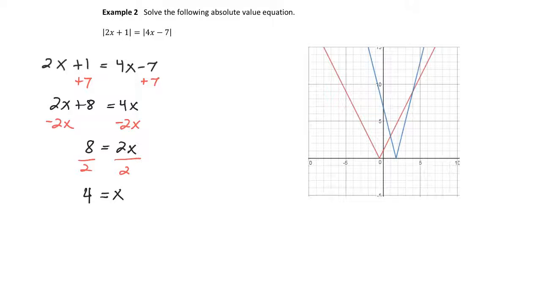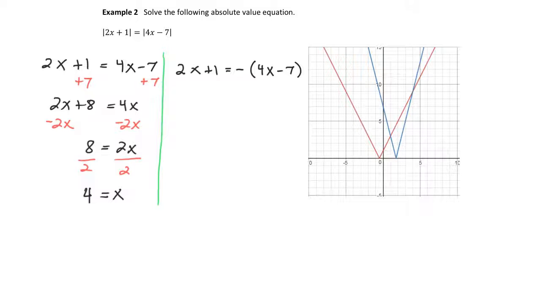But with absolute value, there's potential for a second solution. So we're going to set up a second equation. My other equation will be, I'm going to write 2x plus 1. And what we did in the previous examples was just make the other side negative. That will hold here as well. I'm just going to be careful with how I write it. I'm going to make 4x minus 7 negative (4x minus 7).